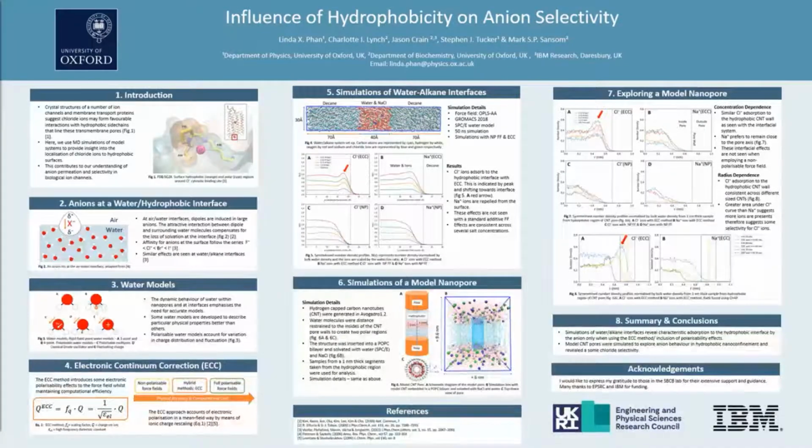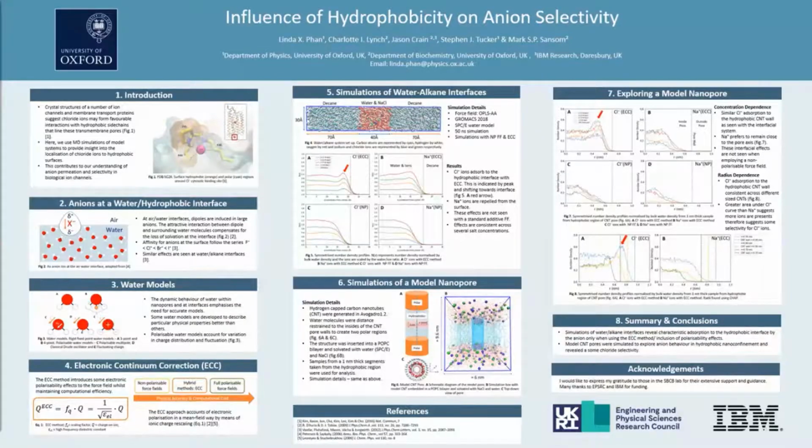We use the ECC method to study anions at a water-alkane interface. This revealed chloride ions prefer to interact with the interface than the sodium ions, shown by the peak and the shift towards the interface in Figure 5a. But if we look at Figure 5c, this characteristic adsorption is not seen when we do not include polarizability in our simulations. We then moved on to look at the effects of anions in hydrophobic nanoconfinement by building a model hydrophobic nanopore and still using the ECC method to include polarizability effects.